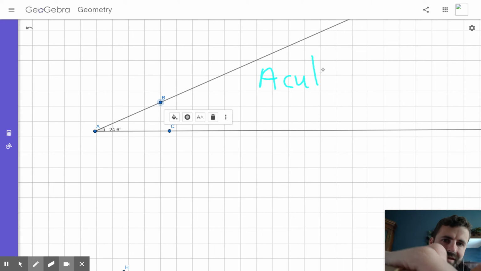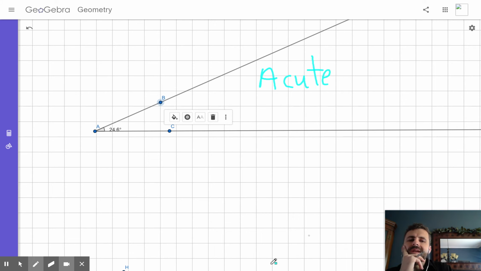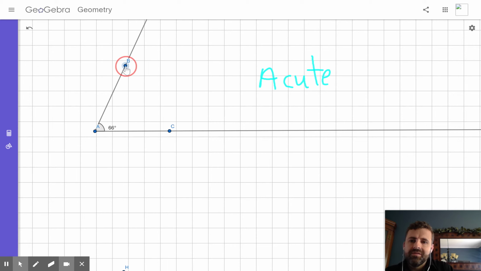The best way that I have to remember this is that small things are always so cute, right? And so for a small angle you say, oh, what an acute angle. That's the easiest way that I've found to remember it. But an acute angle is any angle less than 90 degrees. So this one is much less. This one is not quite as less, but it's still an acute angle, even though it's so close to 90 degrees.